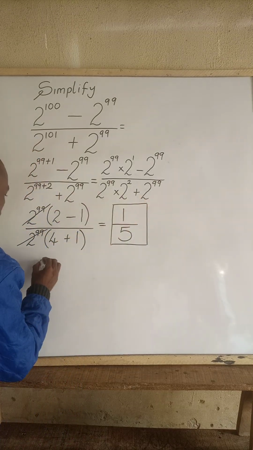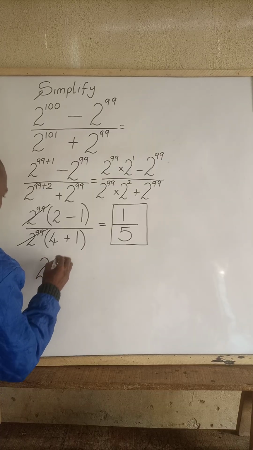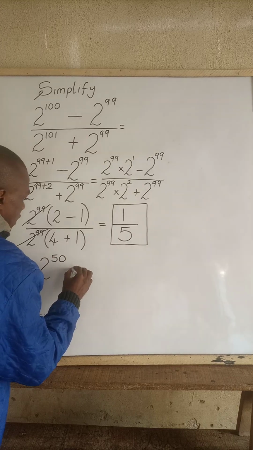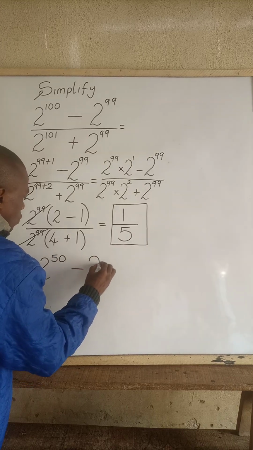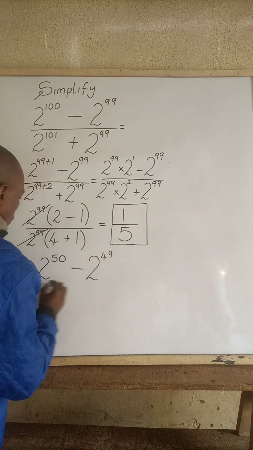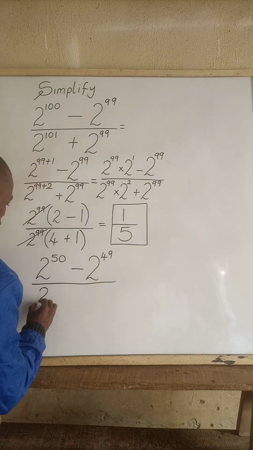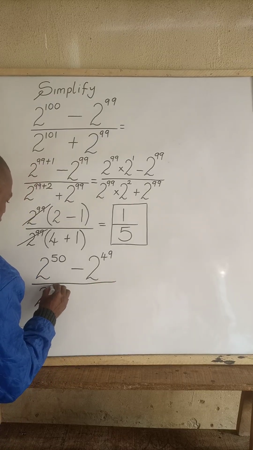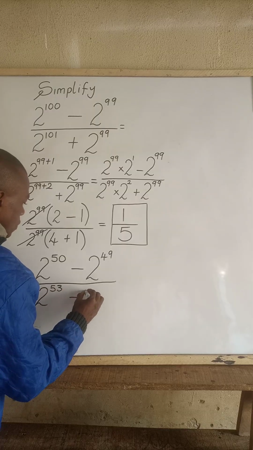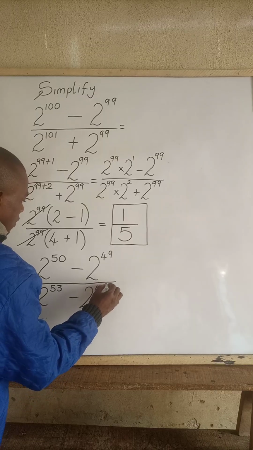Quickly, you can practice this. 2 raised to power 50 minus 2 raised to power 49, all over 2 raised to power 53 minus 2 raised to power 49.